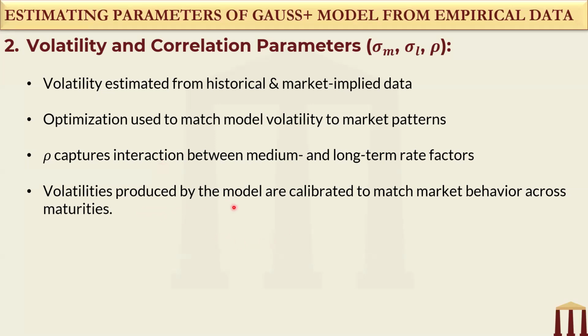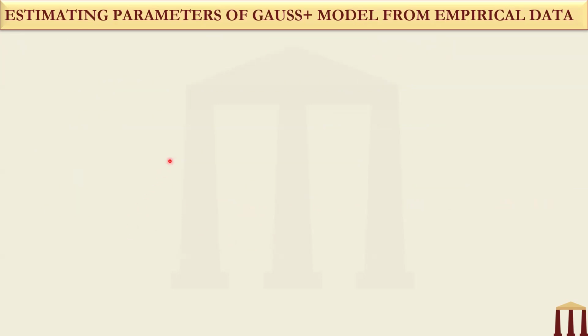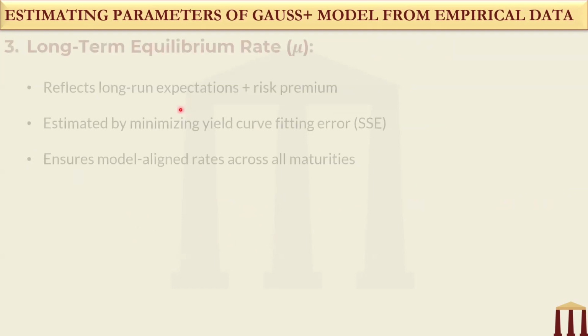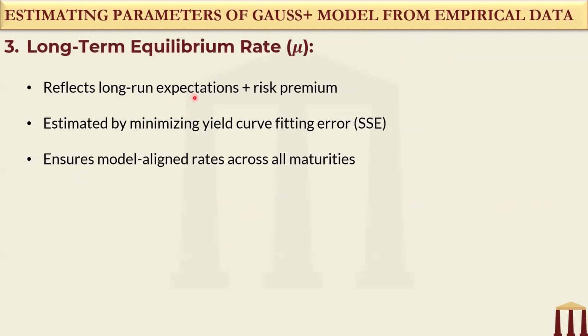Now, volatility is produced by the model. They have to be calibrated to match market behaviors across maturities. So this is a feature which you'll see for all the parameters in the Gauss plus model. It's important to try and match market behavior as much as possible. And finally, we estimate the mu, which is the long-term equilibrium value of the short-term rate. It represents where we think the short-term rate is headed over a very long horizon. Okay, so it captures the underlying economic fundamentals like inflation expectations.